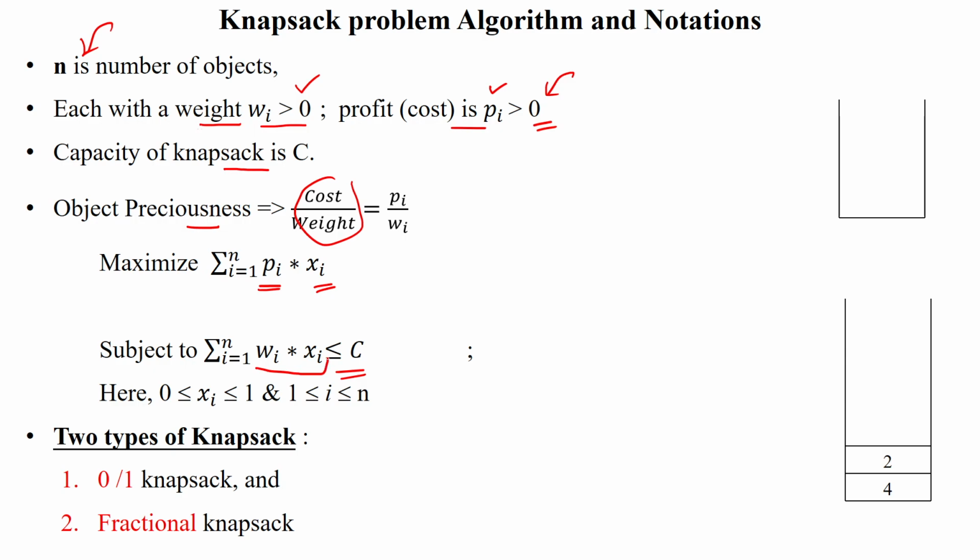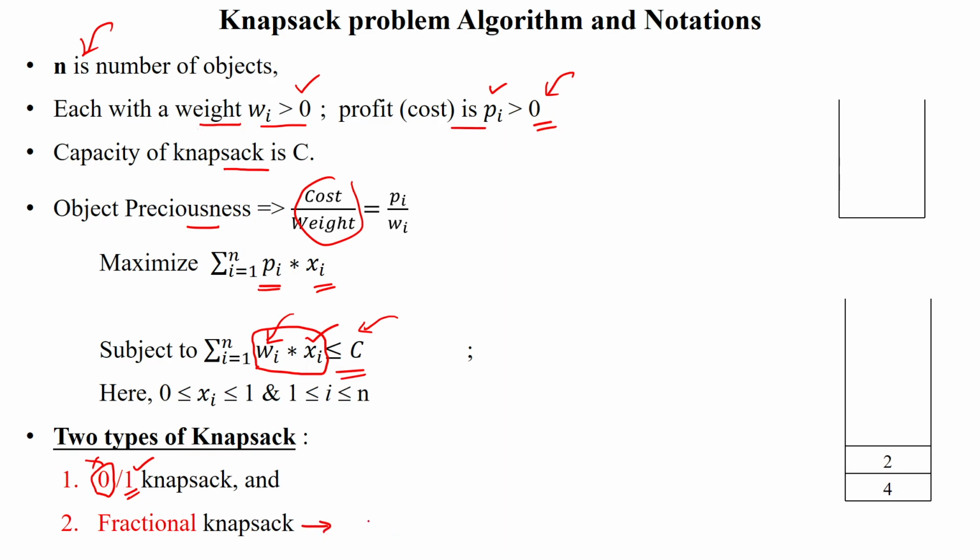When you are calculating the weight of each unit, this is the item and this is the corresponding weight of that item, so they should be multiplied, and the total should not cross the capacity, that is, less than or equal to the capacity. So what is the 0 and what is the 1? 0 means you are not selecting the item, and 1 means selecting the item. We have two types of knapsack problems: one is the 0-1 knapsack and the other is the fractional knapsack.